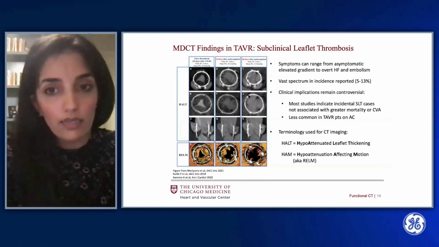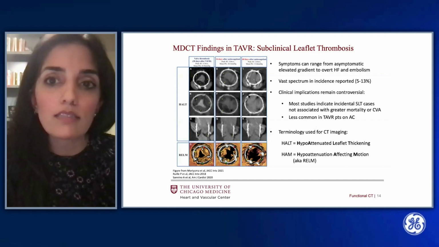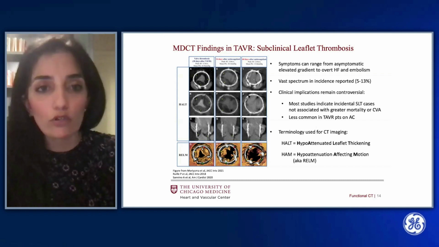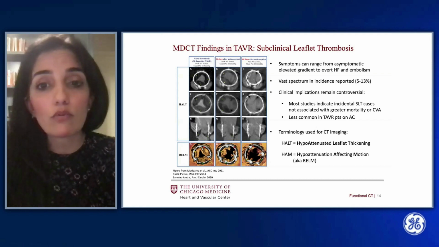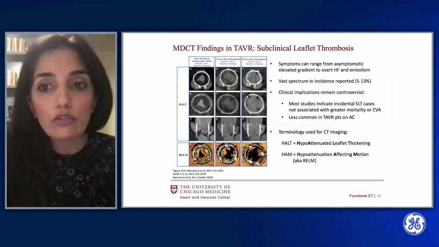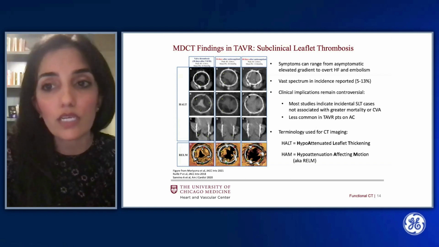Another interesting, if somewhat controversial, application of CT imaging is in the post-TAVR space, in the detection of thrombosis. Symptomatic, hemodynamically significant thrombosis is fortunately clinically rare. Subclinical thrombosis can be seen and presents with a wide range of symptoms, ranging from asymptomatic elevated gradients most commonly to heart failure and embolic events less often. The literature reports quite a vast spectrum of incidence, anywhere between 5 to 13% in registry and trial data for both valve types.